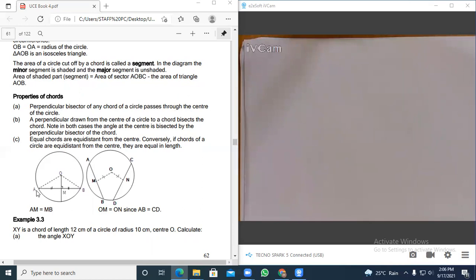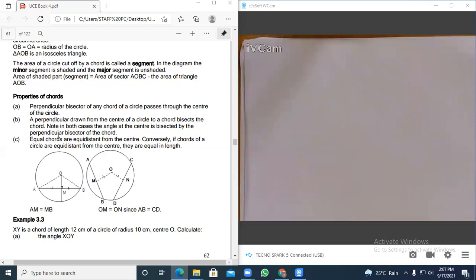So if this is the chord AB and we are bisecting this line AB into 2, then the line that bisects it must pass through the center of the circle. Part B was that the perpendicular drawn from the center of the circle to the chord bisects the chord. So this line OM bisects the chord AB into 2 equal parts. That means that AM is equal to MB.